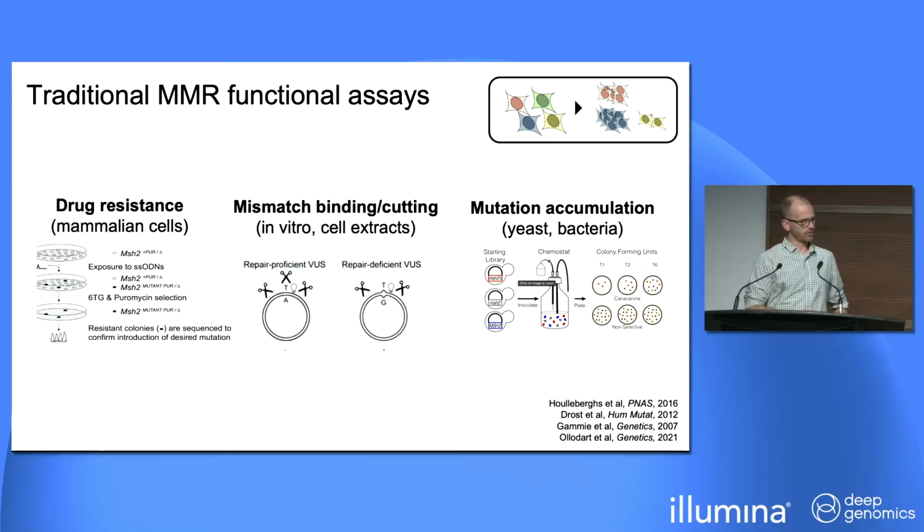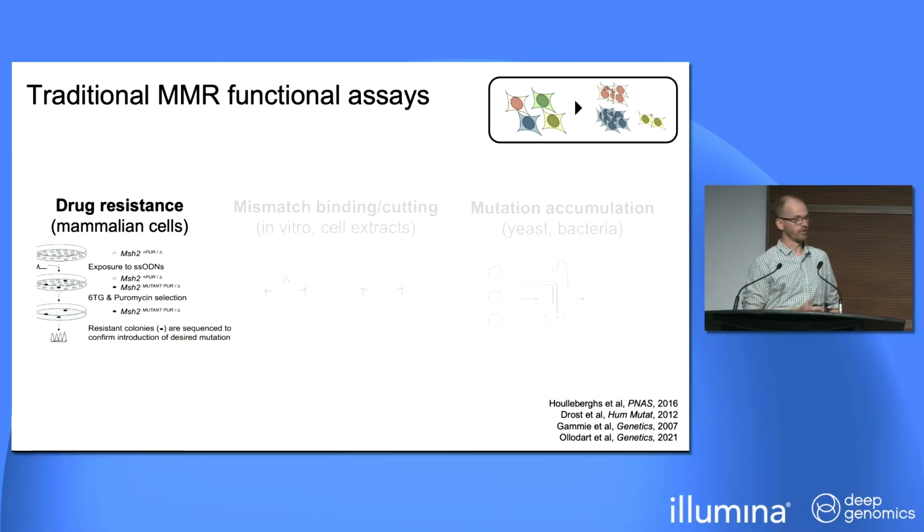So we're lucky within the set of target genes that I'm discussing here that we're able to stand on the shoulders of some really great functional assays. There are a variety of functional assays out there for these well-studied factors. The one that we have felt is most amenable to pooled screening is drug resistance.